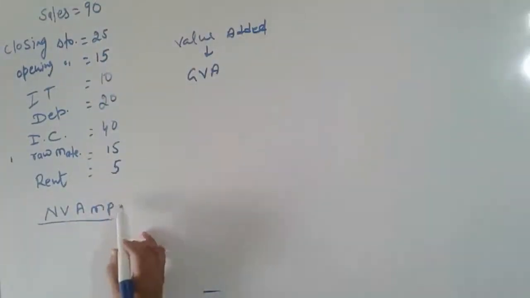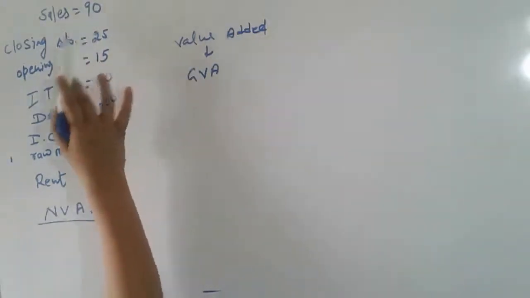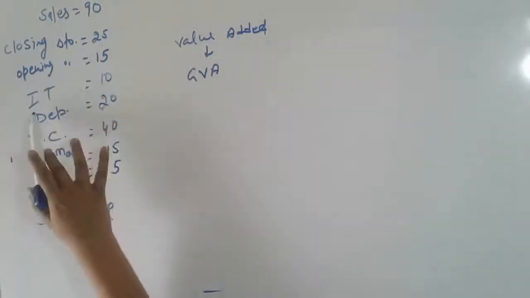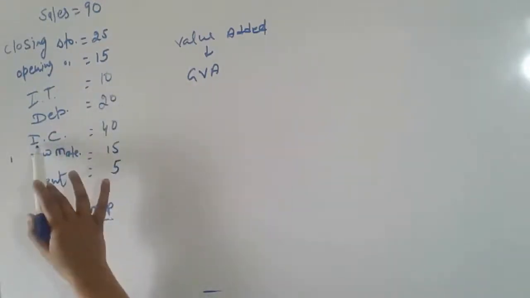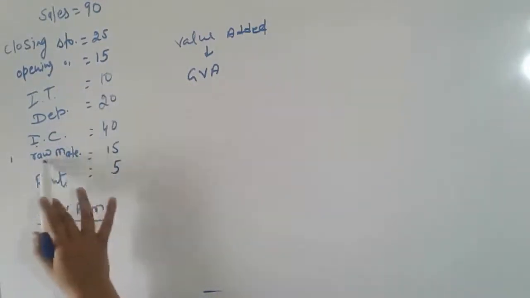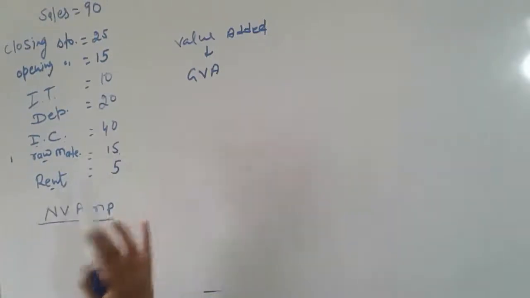In this question we are given sales equal to 90, closing stock, opening stock, indirect tax 10 rupees, depreciation 20, intermediate consumption 40, raw material 15, rent 5.